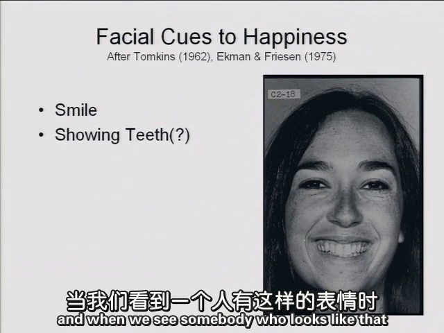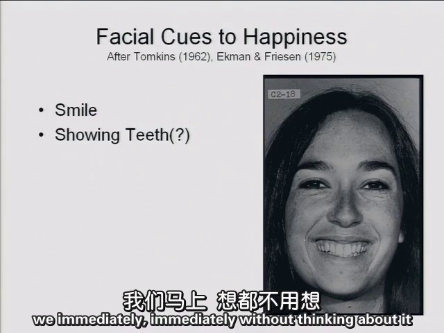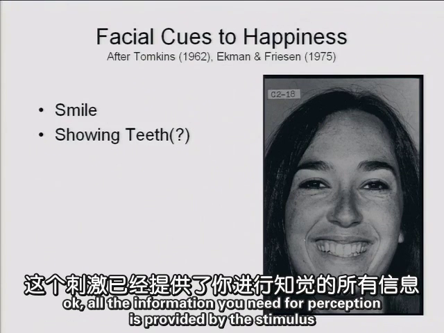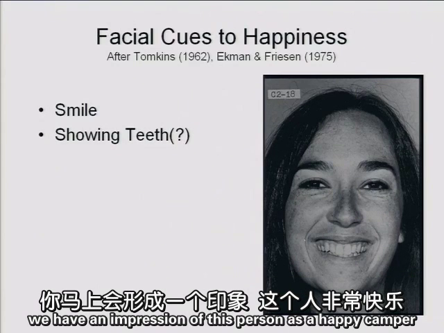And when we see somebody who looks like that, we immediately, without thinking about it, okay, all the information you need for perception is provided by the stimulus. We have an impression of this person as a happy camper.